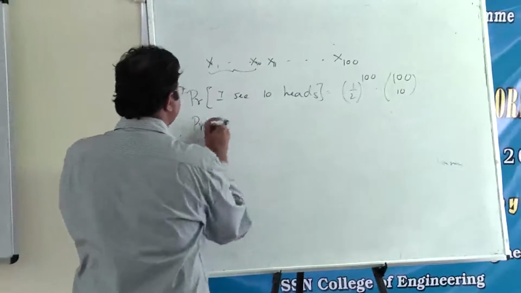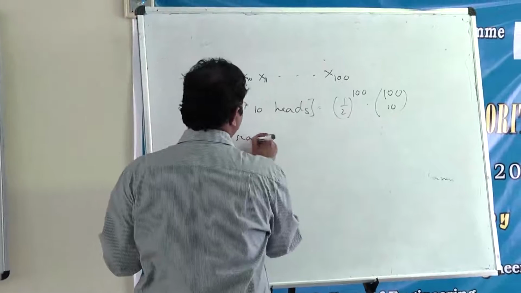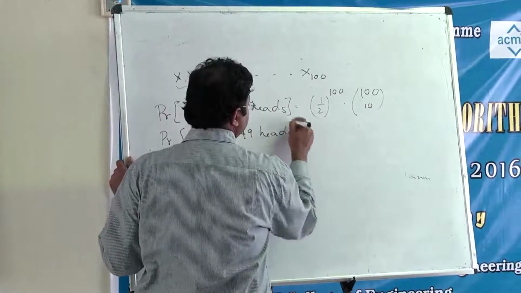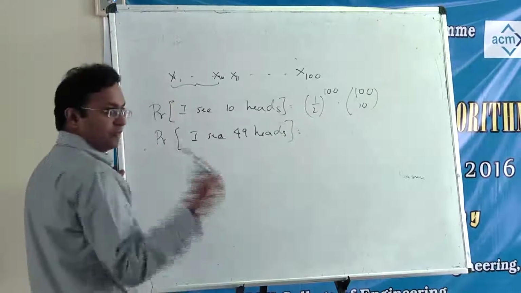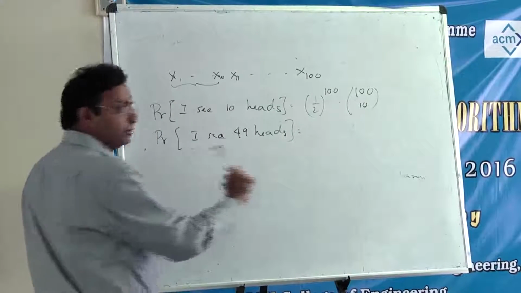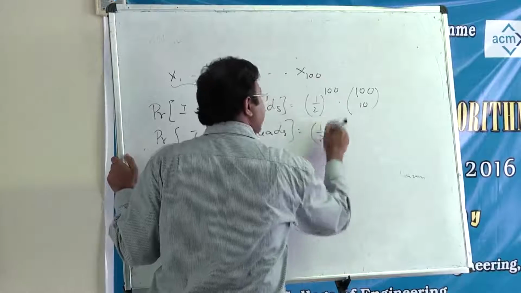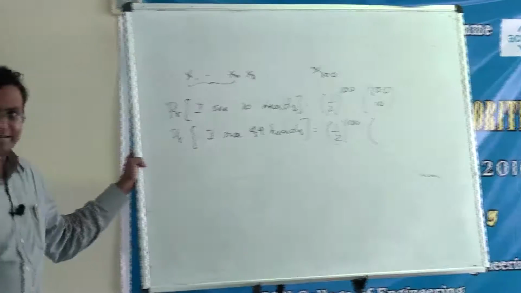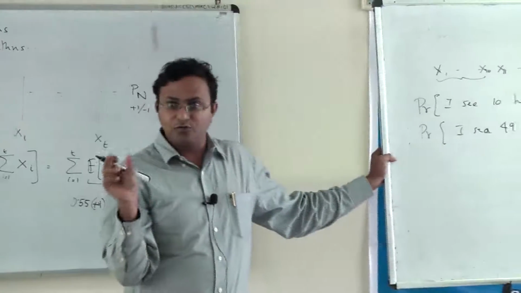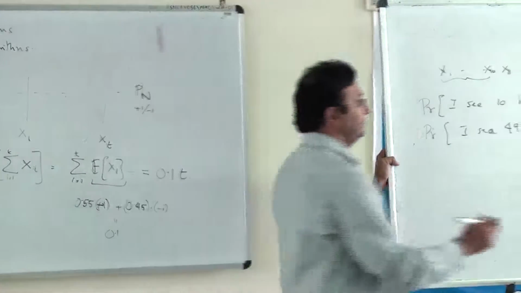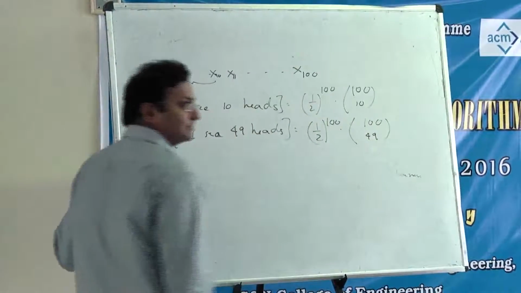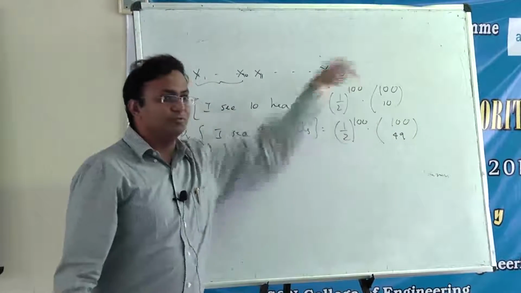Now let's do: what is the probability that I see 49 heads? If you repeat the whole process again, what will you get? Half power 100, no problem. But now instead of fixing 10 things, I should fix 49, right? So 100 choose 49. The question is, which of these two is bigger?